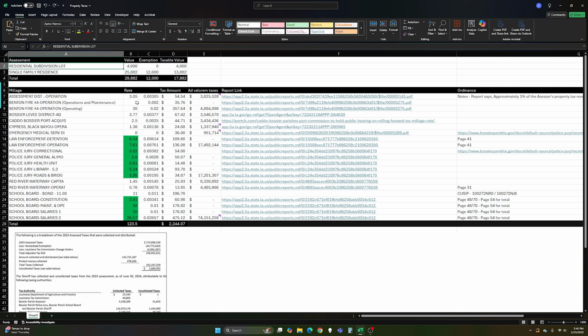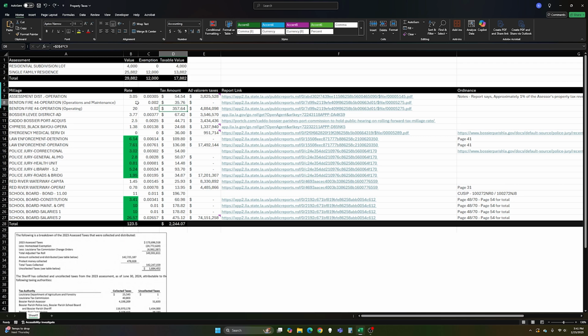And so your residential lot, most residential lots are $4,000 or $40,000 in this case. Your single family residence, I have a military exemption, so that's why it reduced my single family residence. And then this is my taxable value. These are the individual tax amounts.